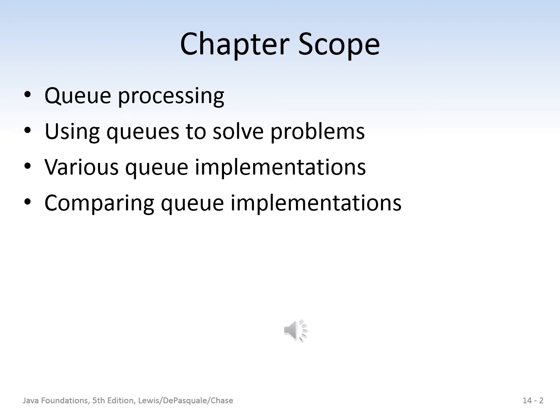Here are the topics that make up the scope of this lecture. We'll discuss queue processing, using queues to solve problems, various queue implementations, and comparing queue implementations. Because, as you might have guessed, a queue is an abstraction, and how it's implemented is abstract to the user. The protocol that the queue follows is all we really need to be concerned with.